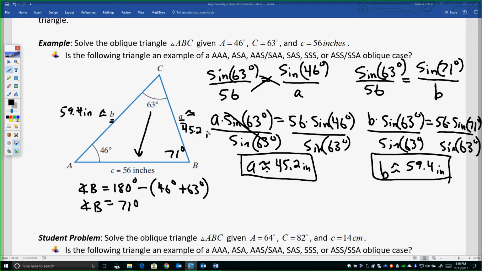And what you should notice here is the longest side is across from the biggest angle, and the smallest side is across from the smallest angle. And the medium side, of course, is across from the medium angle, and this should be consistent with all triangles, whether they're right or not. Pause the video, try the student problem.